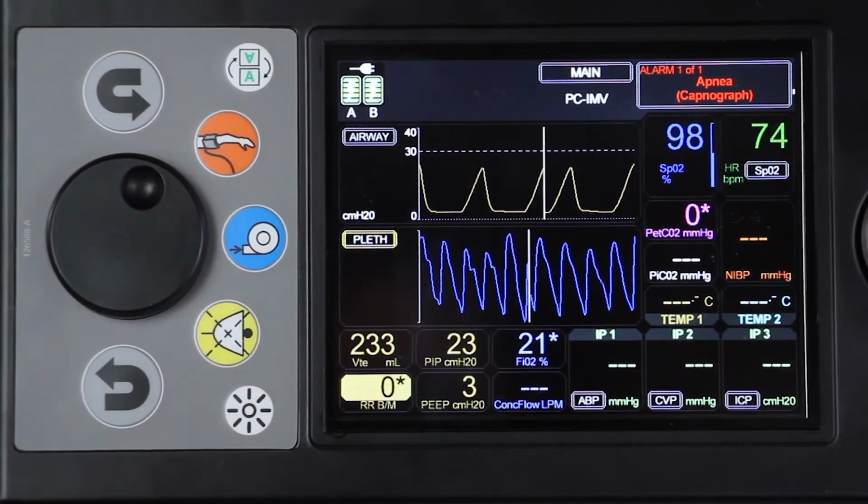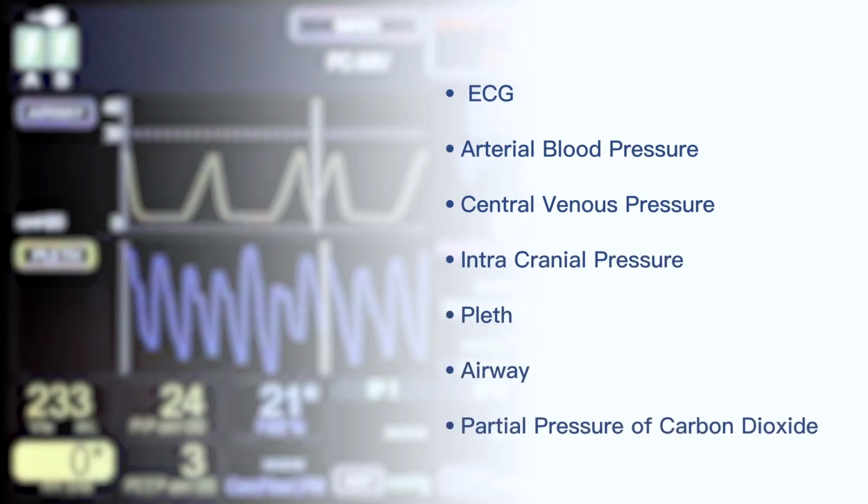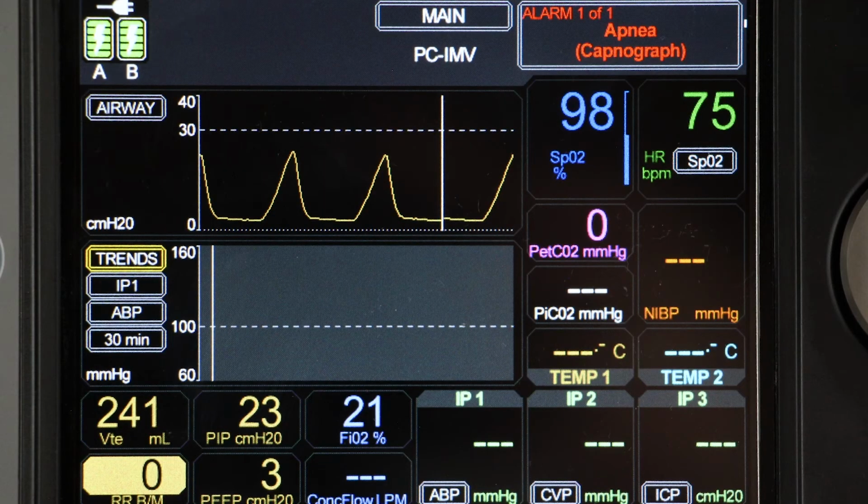When a graph is selected, the waveform will immediately begin plotting real-time data. The available graphs are ECG, arterial blood pressure, central venous pressure, intracranial pressure, pleth, airway, and partial pressure of carbon dioxide. If Trends is selected, a data source, data type, and/or time may also be selected.